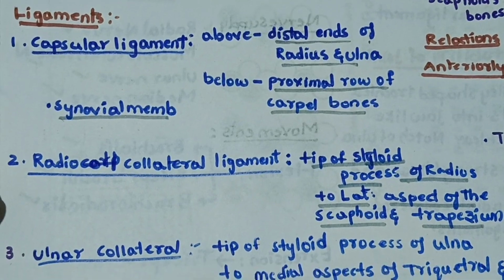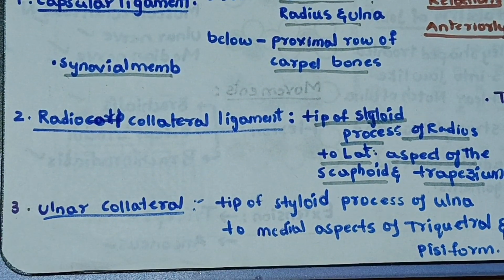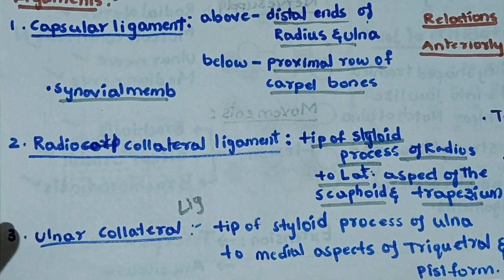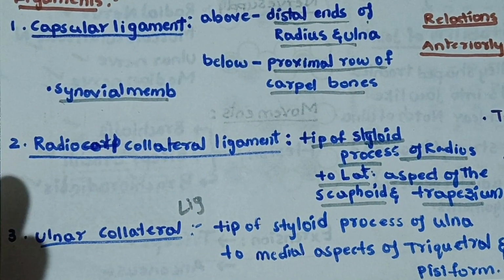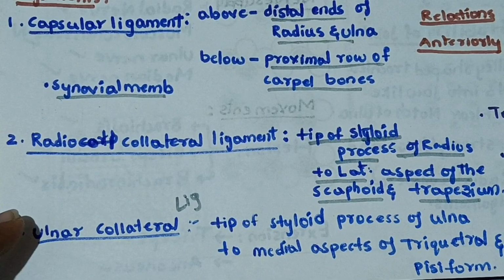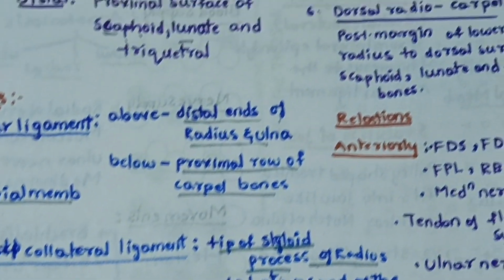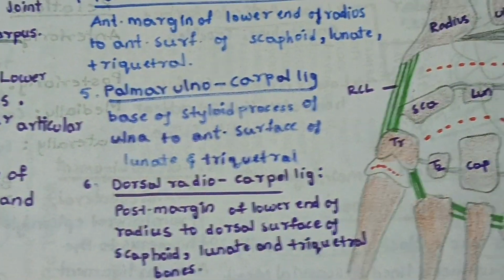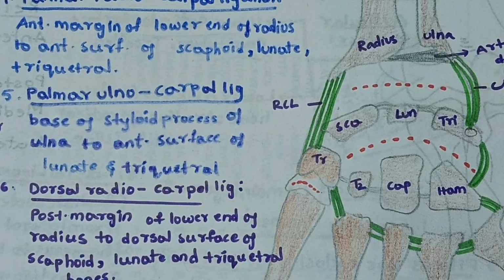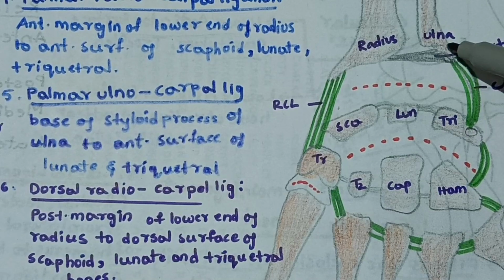Now the third ligament is the ulnar collateral ligament. From where does it extend? Yes, it extends from the tip of the styloid process of the ulna to the medial aspect of the triquetral and pisiform bones. It extends from the styloid process of the ulna. The process at the lower end of the bones is known as the styloid process. This is the styloid process of the ulna.